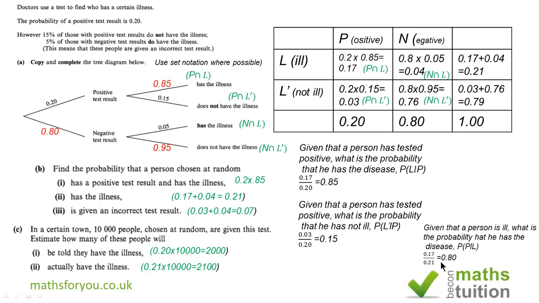Now, I've not finished it all, but you can do some yourself. Have a look at the L prime row, the L prime sample space, and see what you get for conditional probability.